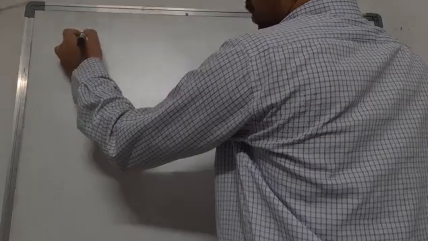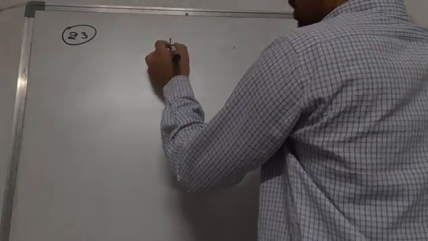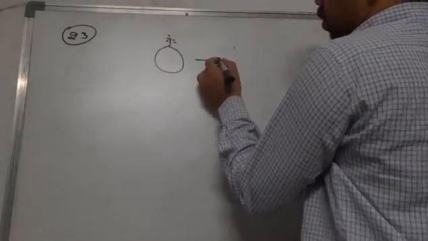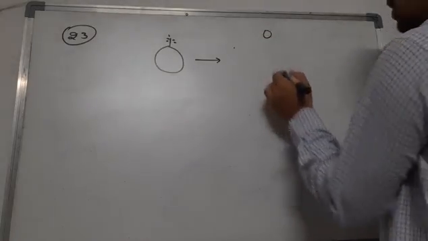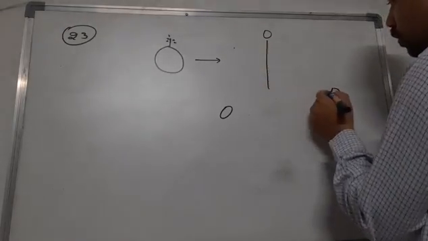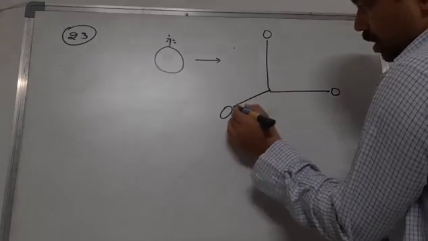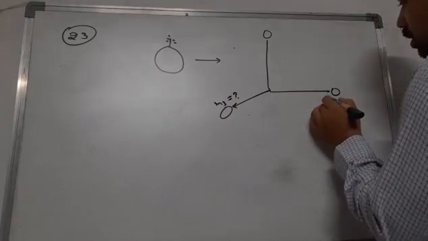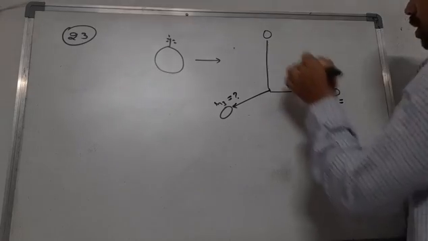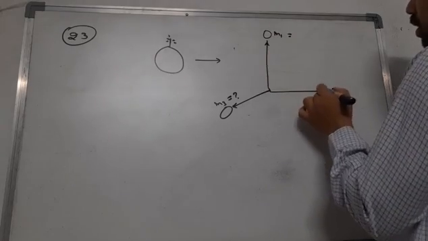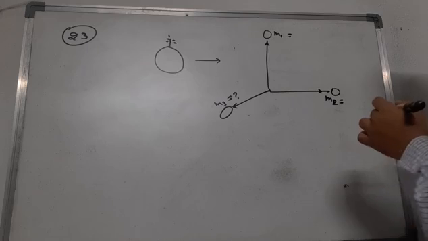Now we are talking about the 23rd question. Actually there is a bomb. It is blasted into three parts. This is first part, this is second part, this is third part, and these two parts are perpendicular to each other. He has given, and this is the third part, M3. We have to find the mass of the third part. Mass of the second part is given, mass of the first part is given, and the velocity of the first part is given, and velocity of the second part is given.